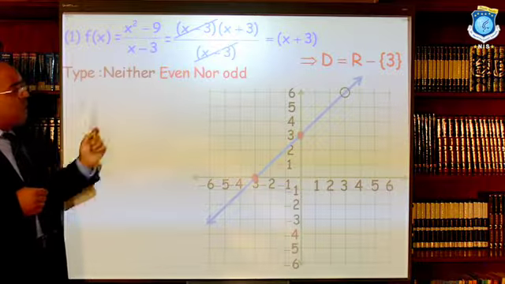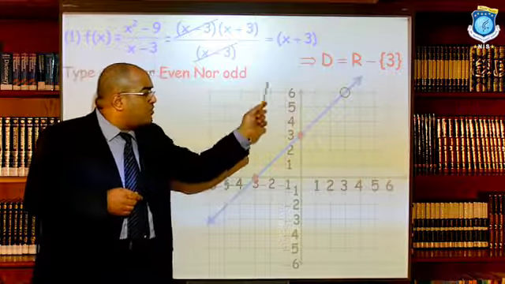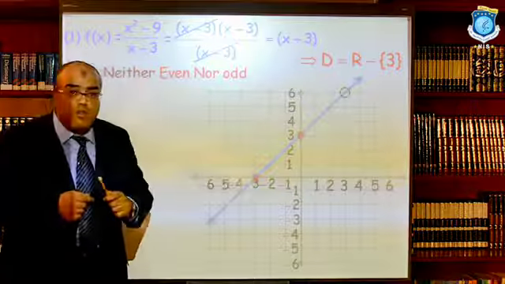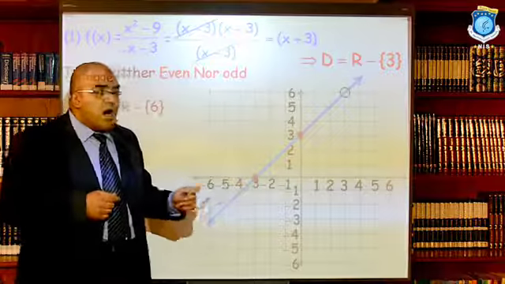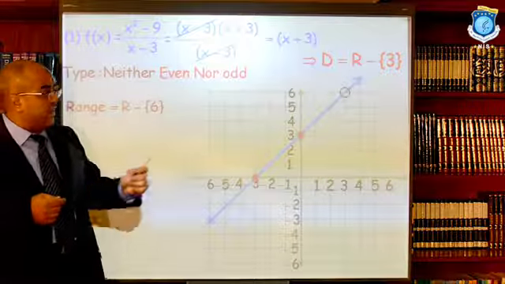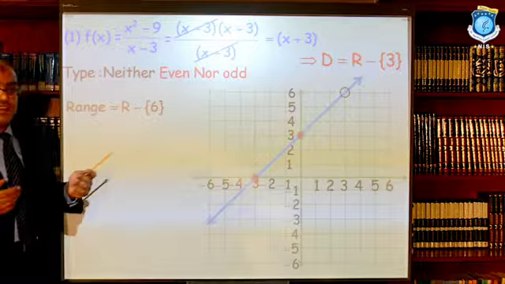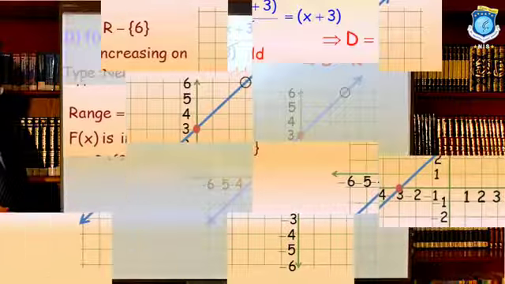Now the type of the function: it's neither even nor odd, because it's not symmetric about the y-axis, and also it's not symmetric about the origin. The range: all real numbers are the range of this function except 6. Now this function's behavior: it's increasing on its domain. So the function f of x is increasing on R minus {3}.